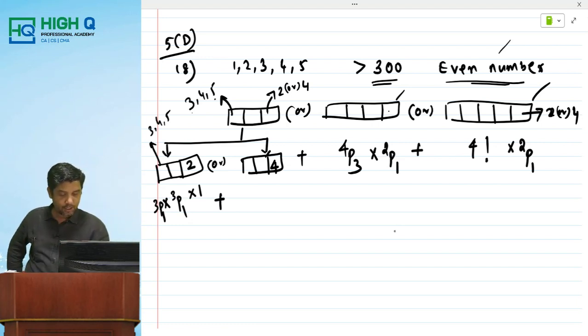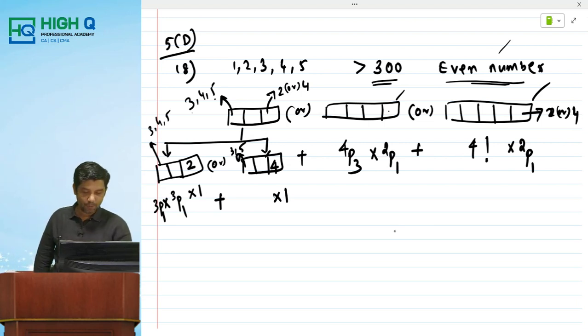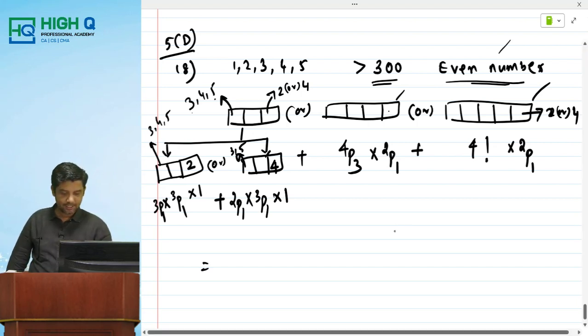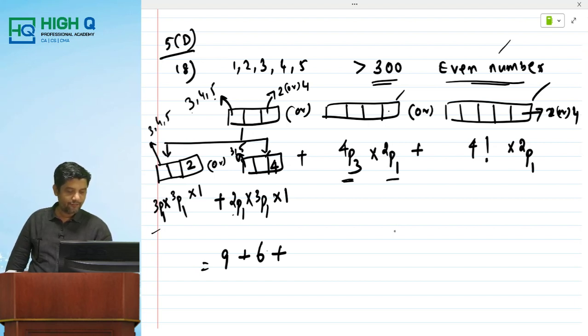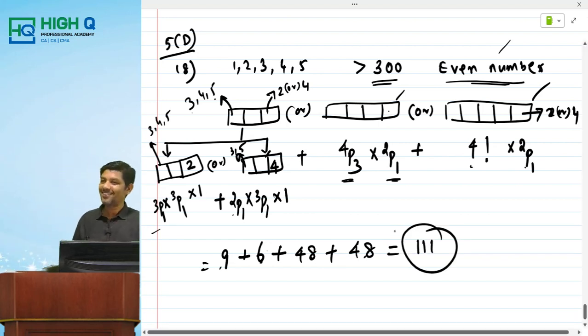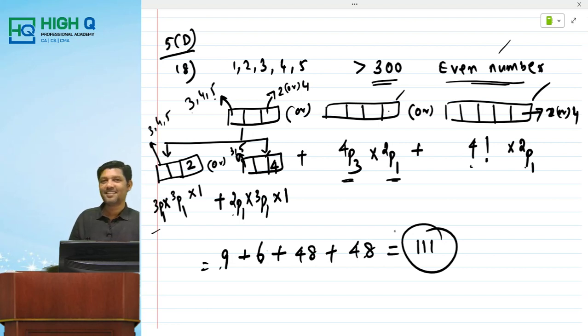Now, when it comes to last digit is 4. How many ways? 1 way. First digit must be what? Only 3 or 5. How many ways? Middle digit there is no condition. What is it? 3 3s are 9. 2 3s are 6. 24 2s are 48. 24 2s are 48. 96, 102, 111. What did I say the answer? 111. That is the answer. Correct or not, my dear?